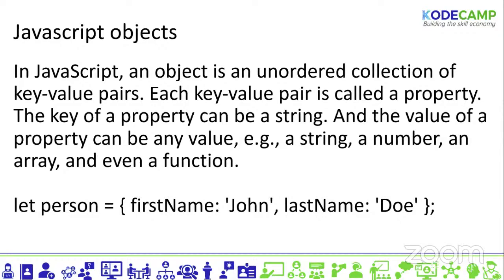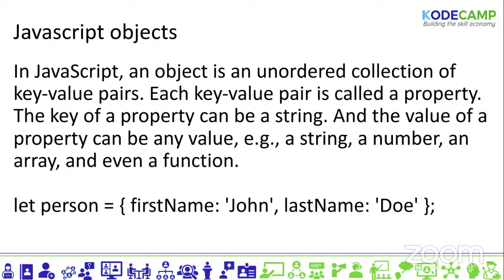So in JavaScript, an object is an unordered collection of key value pairs. Each key value pair is called a property. Then the key of a property can be a string. Then the value of a property can be any value. So it could be a string or a number or an array or even a function. So that's an example of an object.